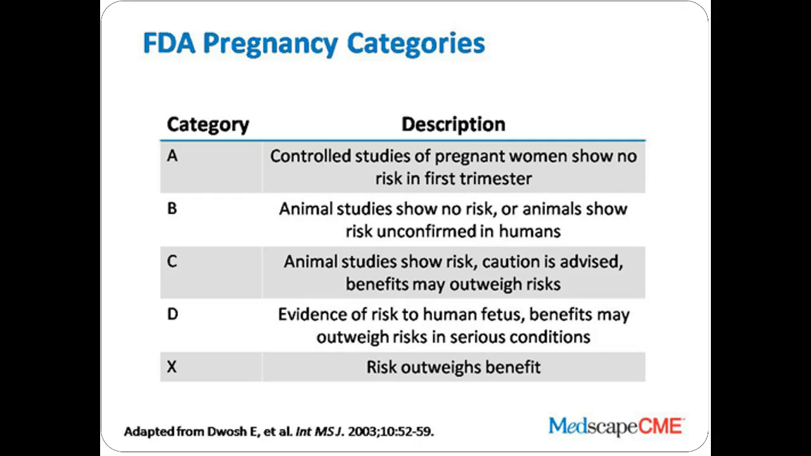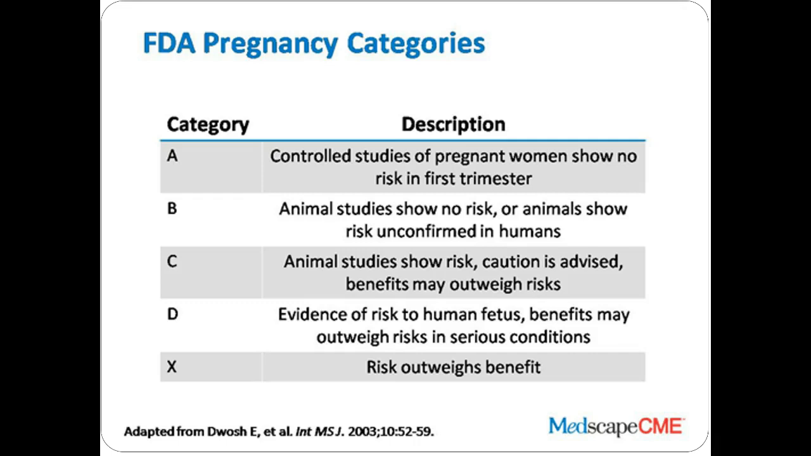Oh, it's category B or A or C. What does that mean? Well, category A is essentially non-existent. There's very few drugs that are actually category A. We'll talk about one of them, one combination here in a second. But there's very few drugs that have undergone controlled studies in pregnant women and have shown no risk in the first trimester. Again, we just don't do studies like that because of the ethical risks.